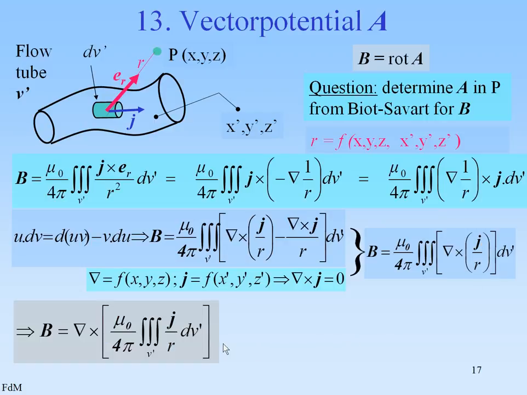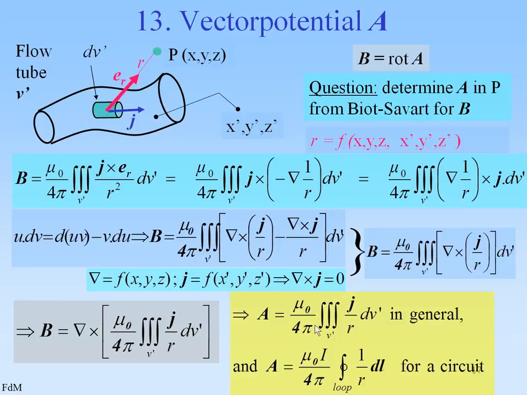Here it is. We can swap the integration and the differentiation, and we end up with this equation here. B is the rotation of this expression, and this expression is called the vector potential. The vector potential is the vector integration of J over R integrated over the volume. This is the general equation, and this is the reduction of the general equation for a circuit.